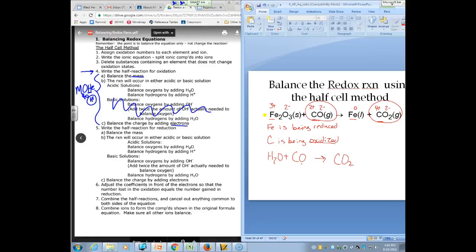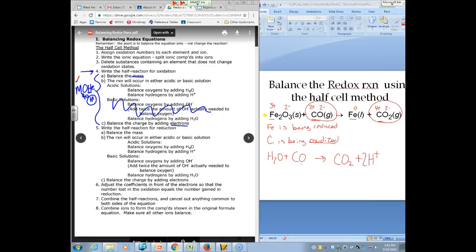Now we balance our hydrogens by adding H+ in acidic solution. So on this side here, I have 2 hydrogens, and so I need 2 hydrogens over here on the reactant side. So I'm going to add 2 H+ to balance my hydrogens. So now I've done mass, I've done oxygen, and I've done hydrogen.